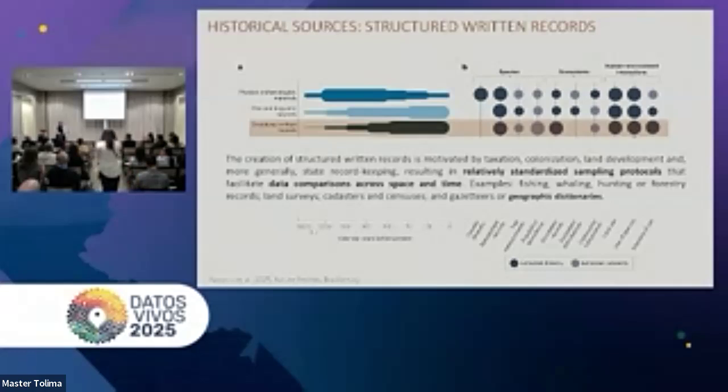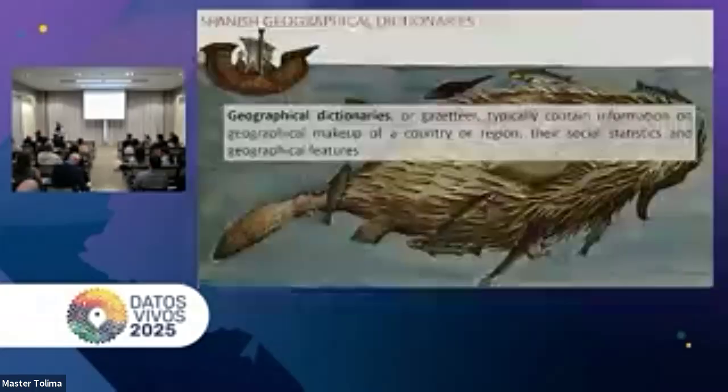Examples of those structured written materials are, for instance, records of hunting, whaling, fishing, forestry. You also have land surveys, cadastres, censuses, and gazetteers or geographical dictionaries, which are the documents that I'm going to talk about now.